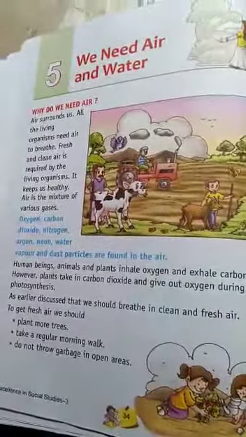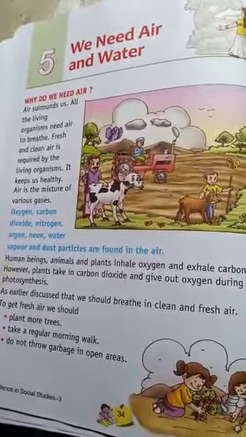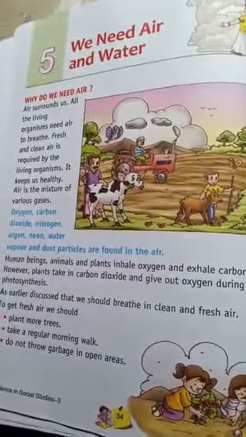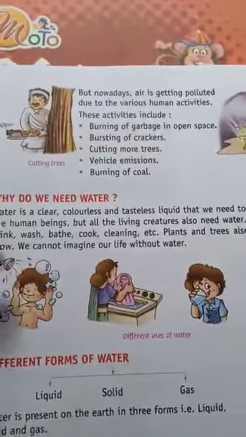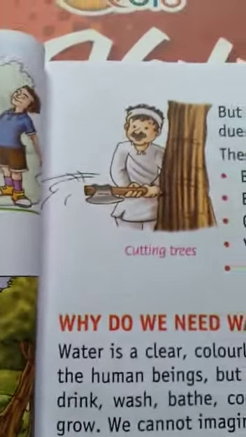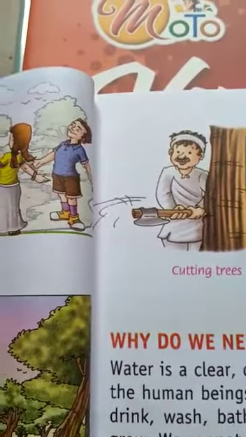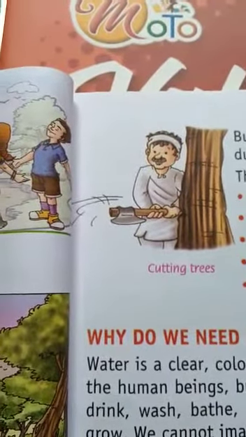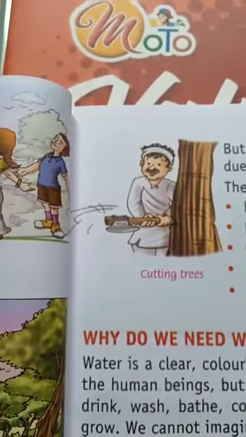In the last class we discussed why we need air, what components are present in the air, and how to get fresh air. But let us see today how our atmosphere and air is getting polluted nowadays. You see in this picture one man is cutting the tree. So these are the activities by which we make our air dirty or polluted. Some activities which make the air dirty are, you see, burning of garbage in open space.